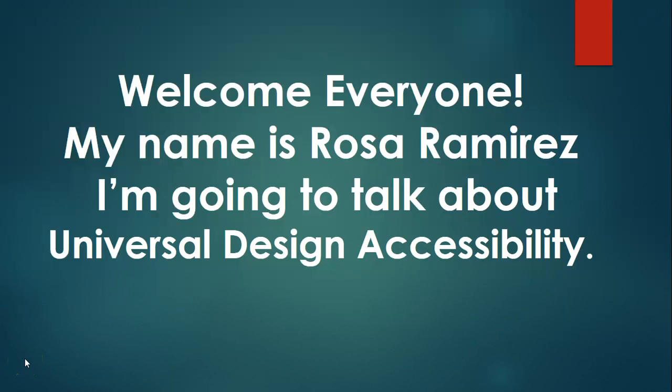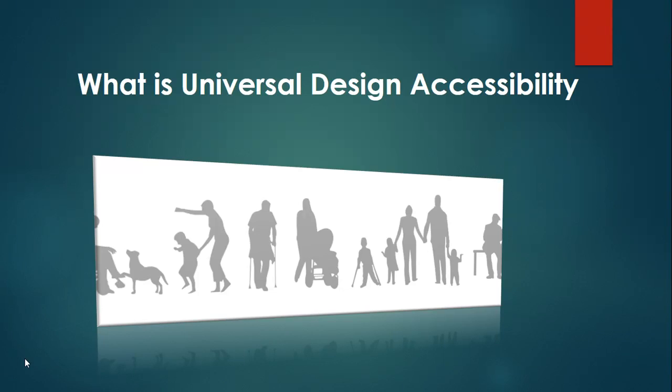I'm going to talk about universal design accessibility. What is universal design accessibility? It's the design of products, buildings, and environments to be useful by all people. I'm going to tell a little bit of the history of universal design accessibility.